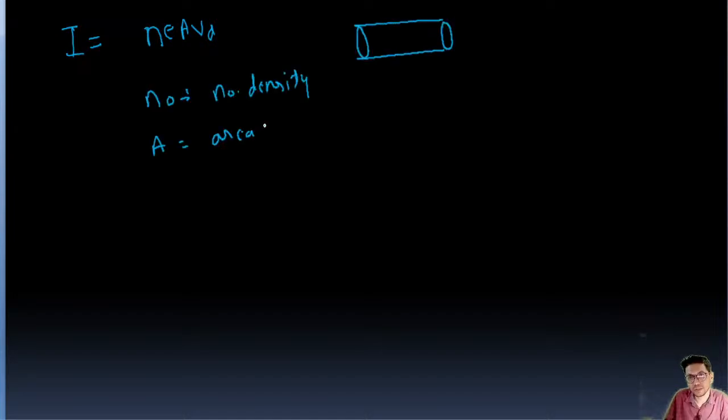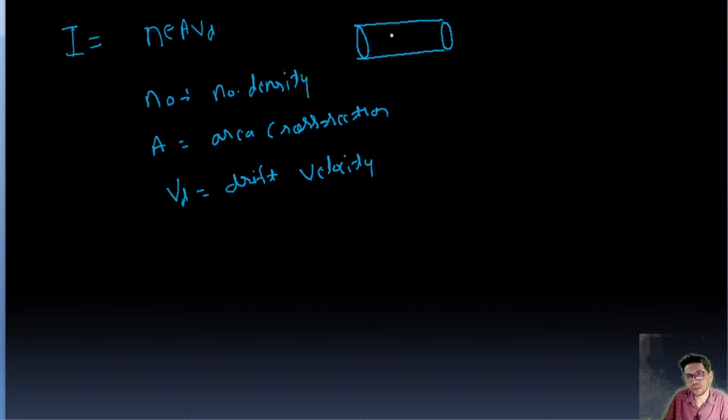Like this one, the cross-section. vd is the drift velocity, with electrons passing and going like this. We also know that the drift velocity vd is equal to mu E, where E is the electric field.